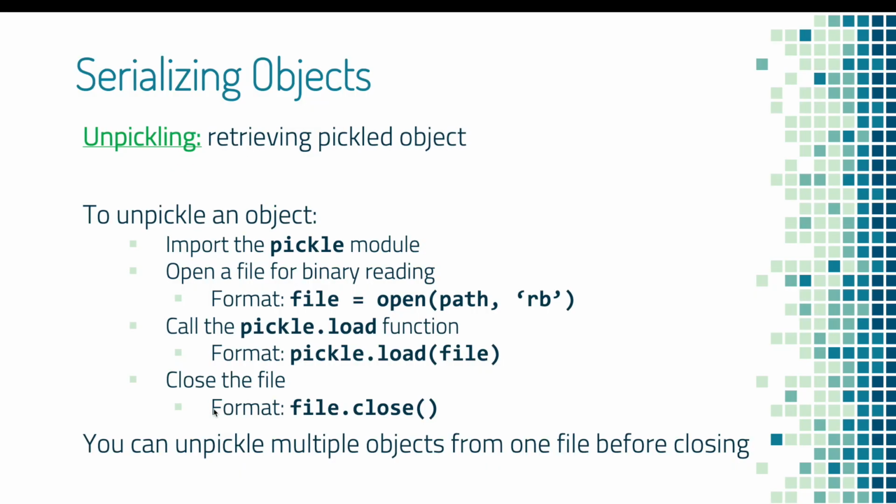Okay. Now, when you unpickle something, you retrieve a pickled object. When you unpickle something, you import it, you open it with the RB flag, or read binary, or read bytes. And that right there is going to allow you to read the actual binary or data file that the pickle module creates. Then you can do pickle.load the file, and it will give you back the actual objects that you were working with. And you can also unpickle multiple objects from one file before closing it, just like you can pickle multiple objects to one file before closing it.